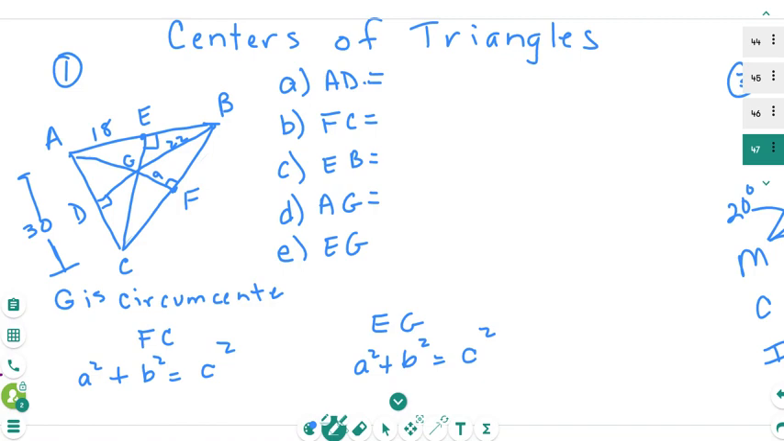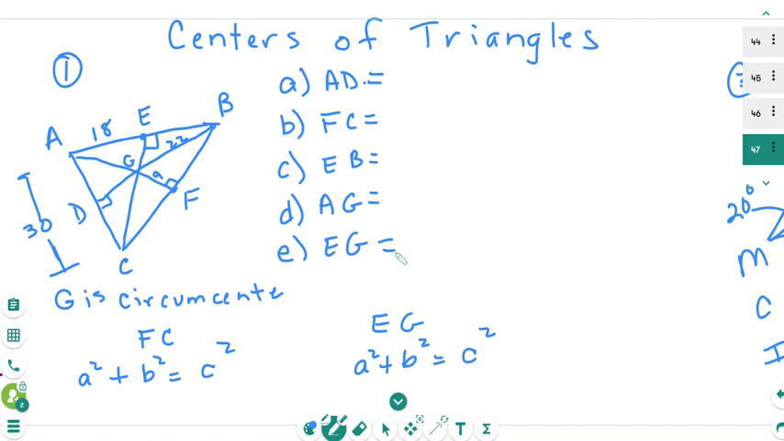We're going to review the different centers of triangles. All right, in this first triangle, we are told that G is the circumcenter. So we're going to use that information to find the missing parts. So remember that if G is the circumcenter, then we are dealing with perpendicular bisectors.